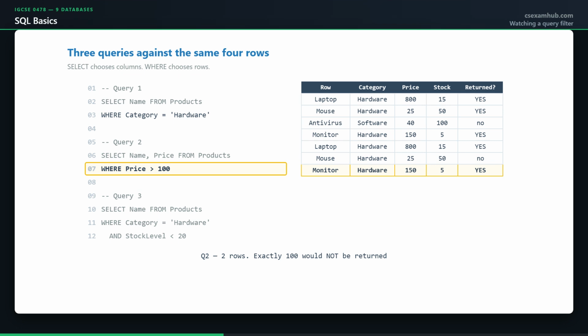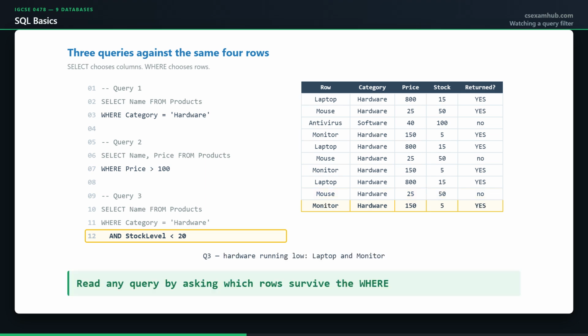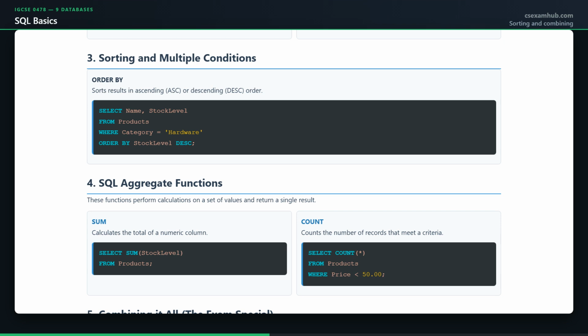Third, combining conditions. Select name from products where category equals hardware and stock level less than 20. Laptop is hardware and 15 in stock. Both conditions true, so it matches. Mouse is hardware but 50 in stock, so the second fails and it is excluded. Antivirus fails the first. Monitor is hardware with 5 in stock. Both true, so it matches. 2 rows, laptop and monitor. That query answers a real question, which is which hardware items are running low, and that is what SQL is for. 2 things to add to that.